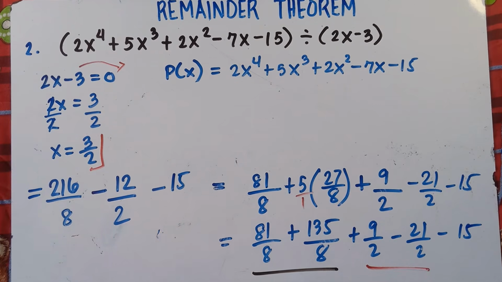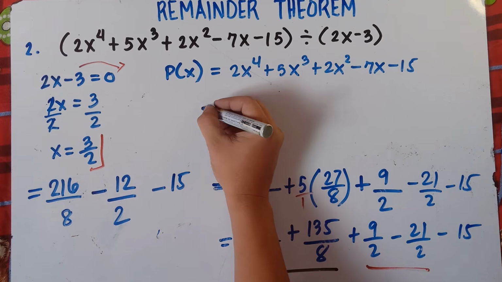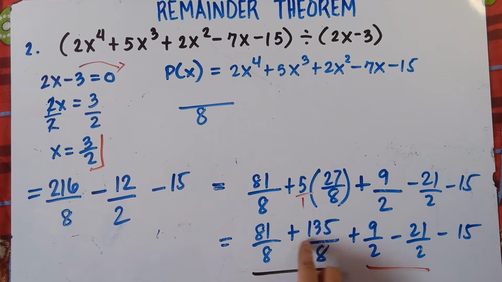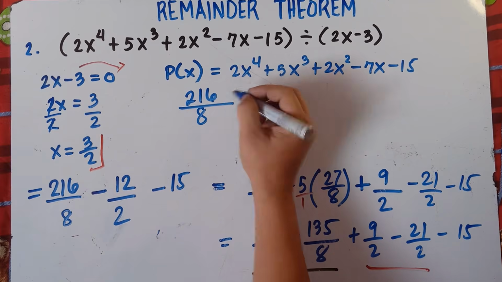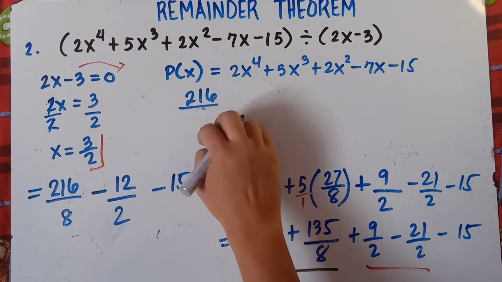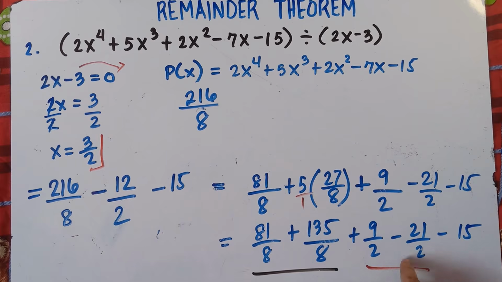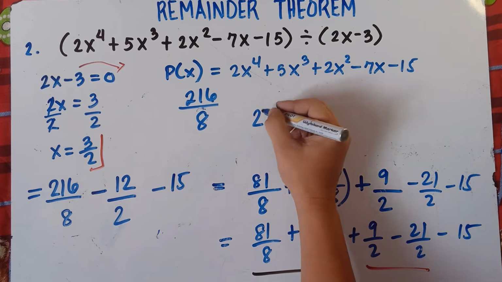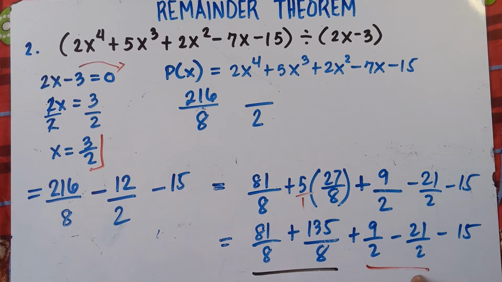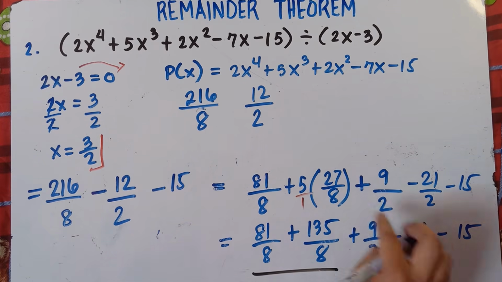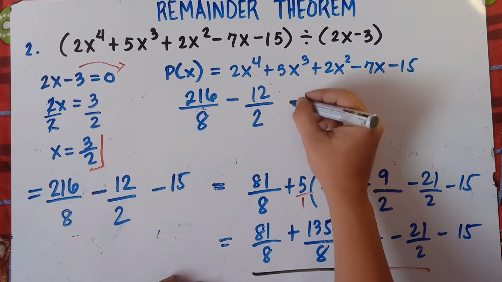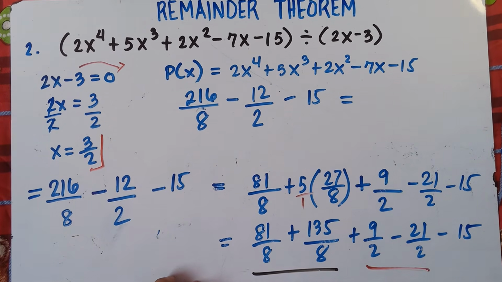class, this one you combine, same denominator. So we have 8. Then we combined that a while ago: 81 plus 135, that's 216. Okay, 8 and 216. Copy 2, because they have the same denominator. Then we combine 9 and 21. Different signs, we subtract. 21 minus 9 is 12. Then 21 is greater than 9, so we copy the negative sign, negative 12. And then minus 15. Alright, so almost done.